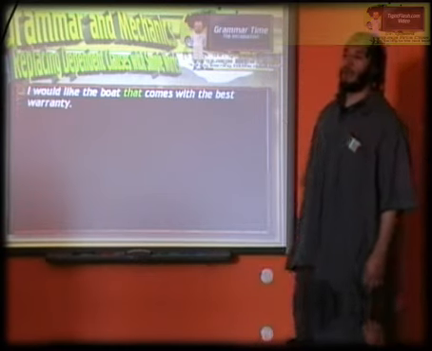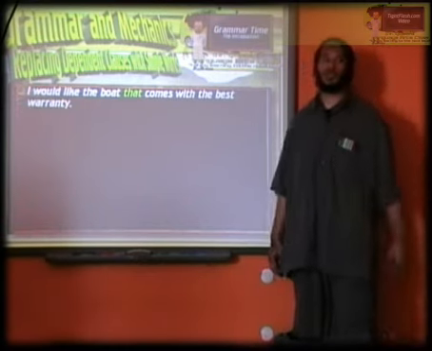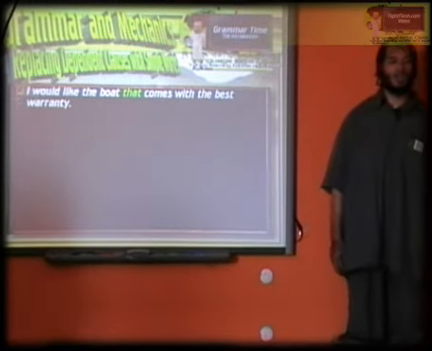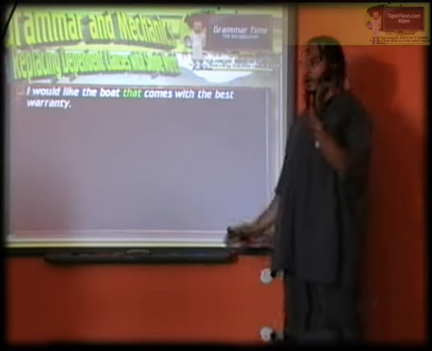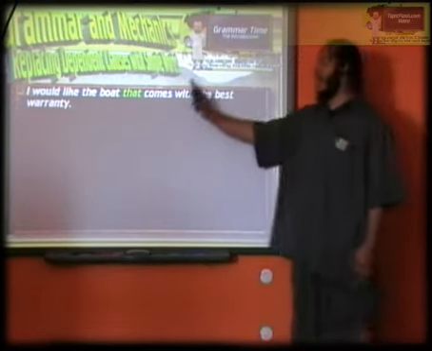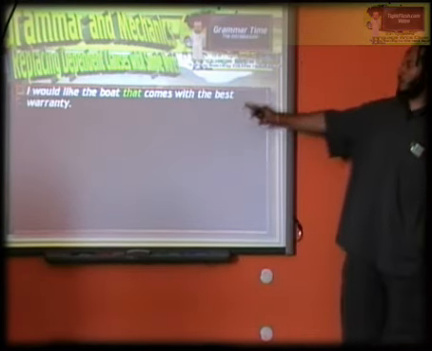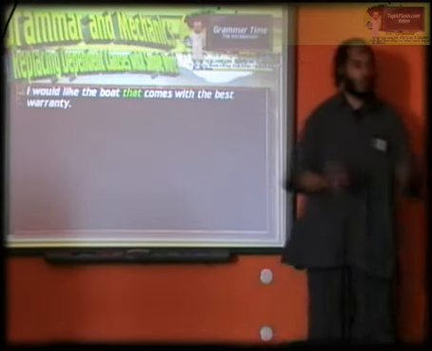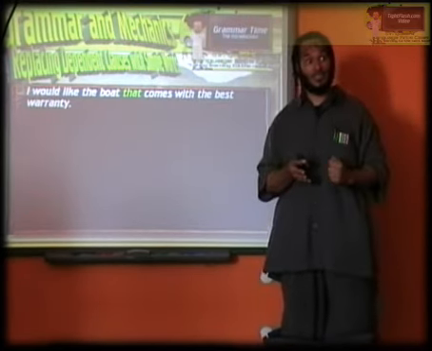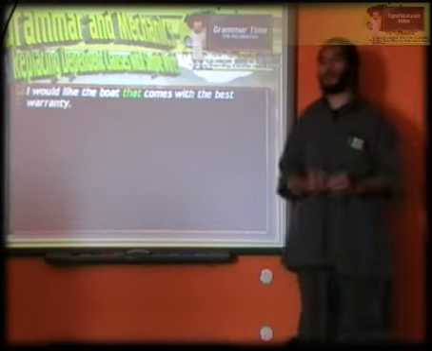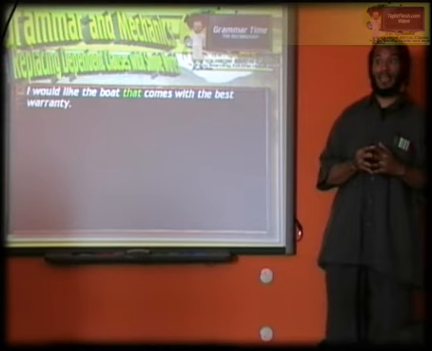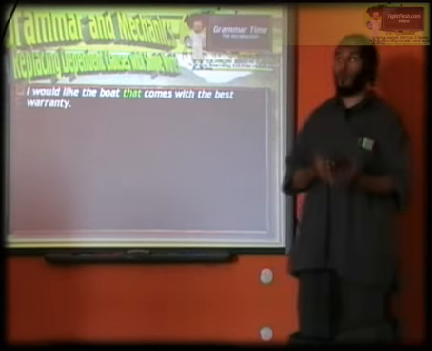After you do that, you should be able to replace the entire clause with a word, any word. Example: I would like the boat that comes with the best warranty. Could someone tell me where the dependent clause is? Yes. Okay, now we know where the clause is. Can someone tell me if this clause is an adjective, adverb, or noun clause?